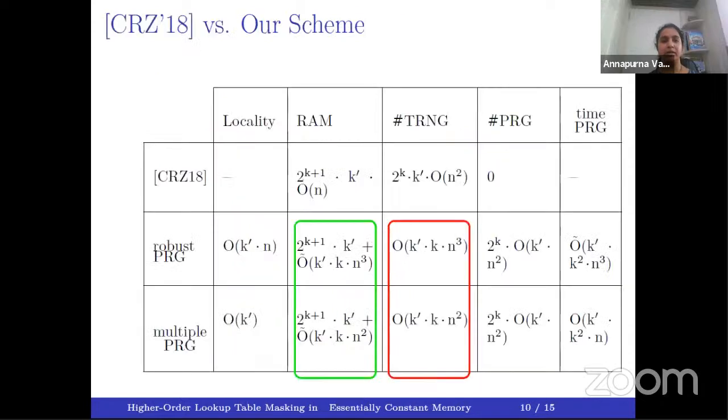And if I compare the asymptotics of the two schemes, we have only 2^k times k' to store the first column of the lookup table. And this is to store the input random seed for the robust and multi-PRG constructions. The time per PRG depends upon the seed. We use the polynomial based PRG construction, so the time required for PRG will depend upon the inputs to the polynomial PRG construction.